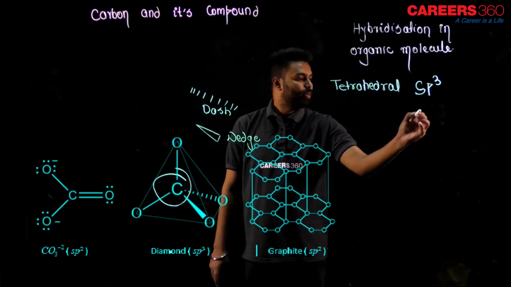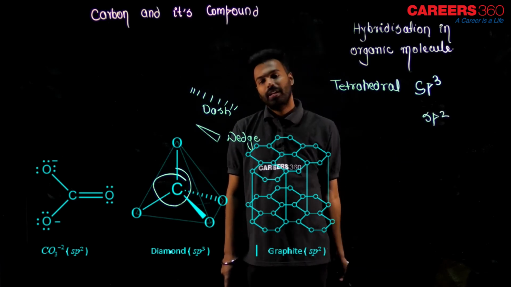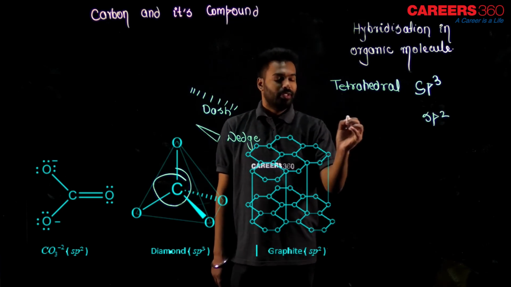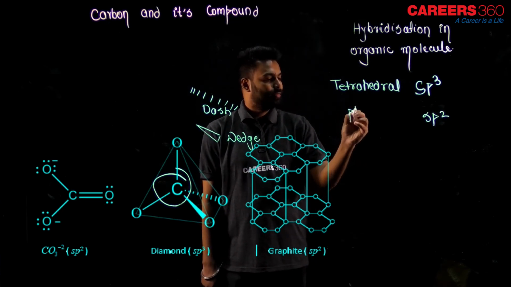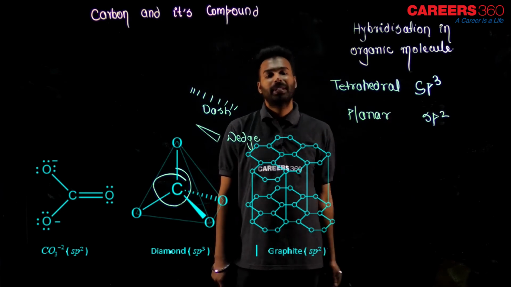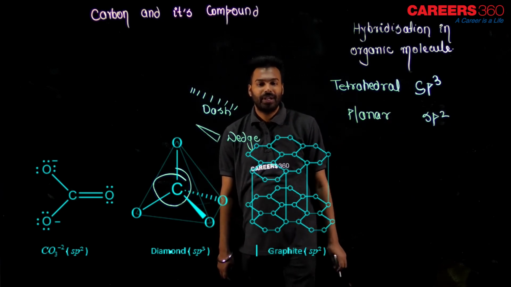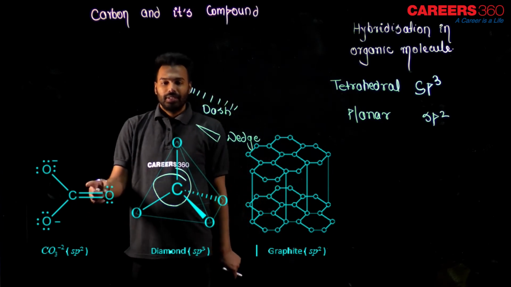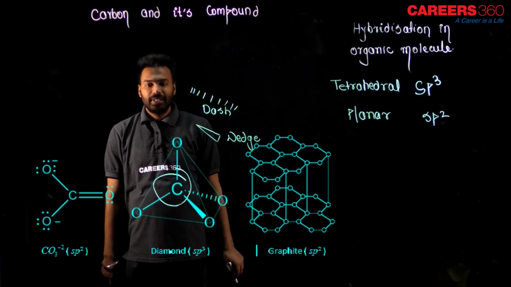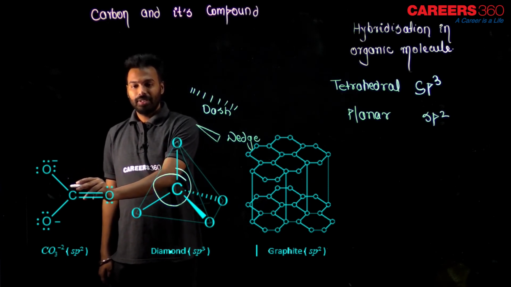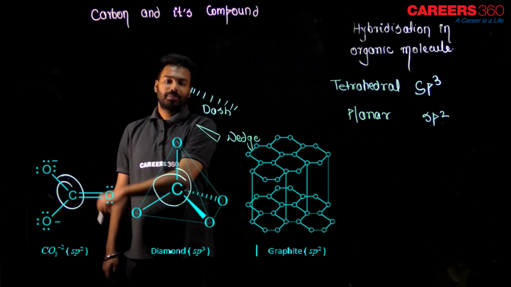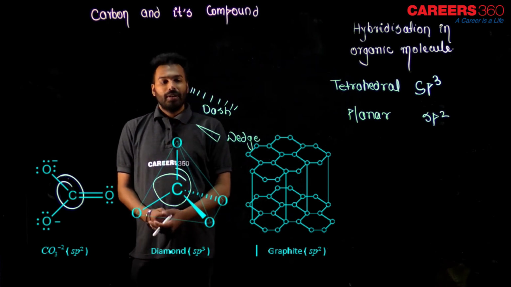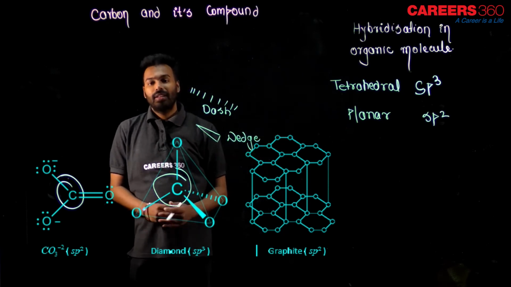What about sp2? If I say the hybridization is sp2, it means the geometry is planar. What is the meaning of planar geometry? See this part, CO3 2-, the carbonate ion. Can you see this carbon? This carbon is double bonded, which means it is sp2 hybridized, but sp2 hybridized atoms are planar.